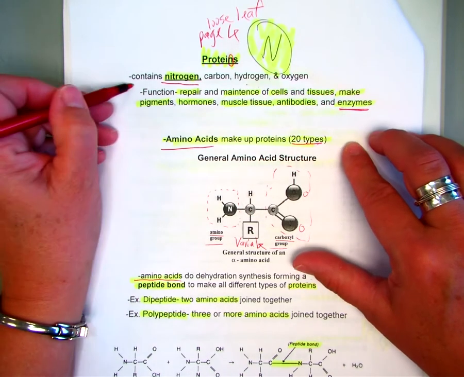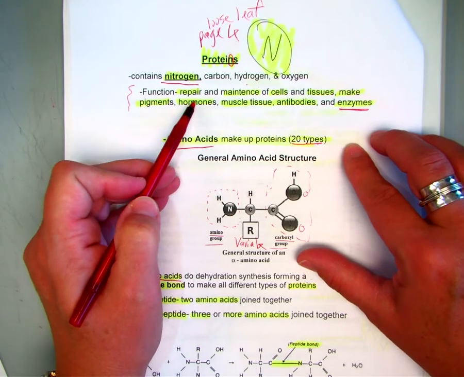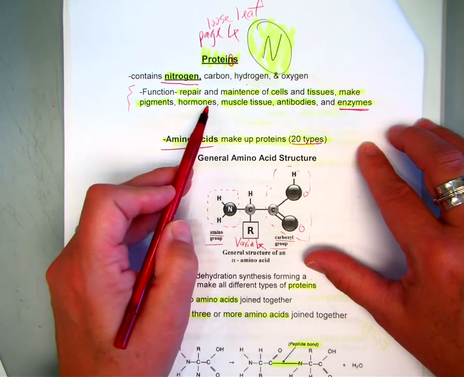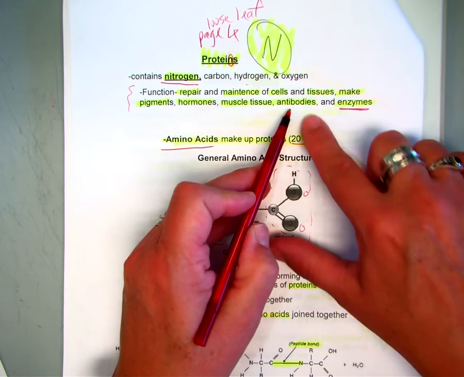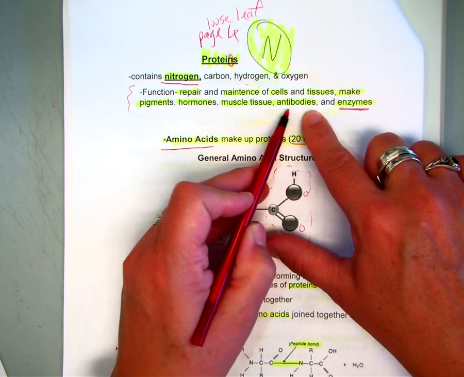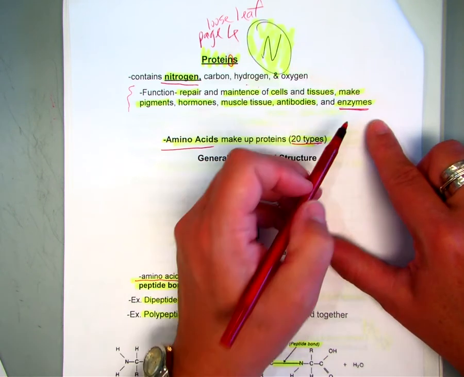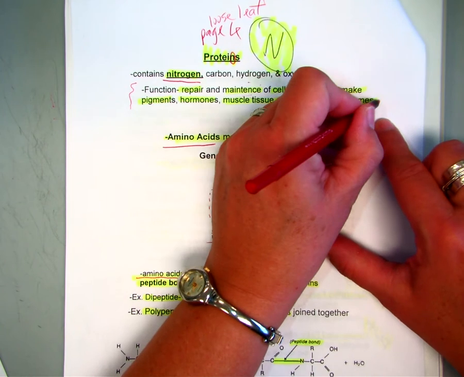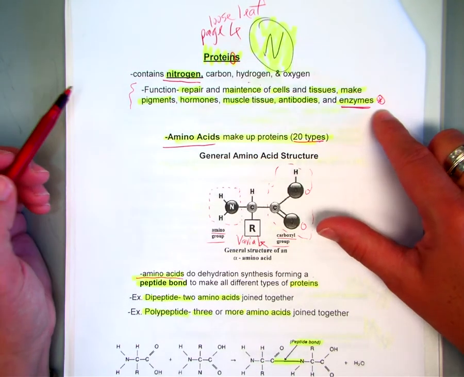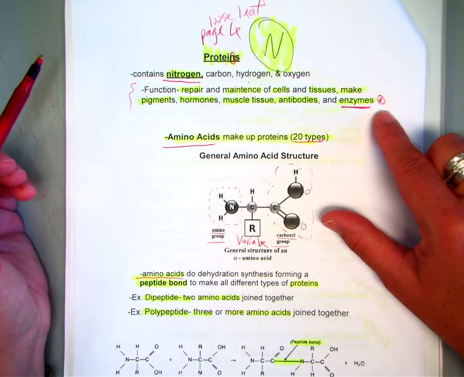But remember proteins, they have a ton of jobs. Repair, maintenance of cells and tissues, makes pigments, hormones, muscle tissue. Antibodies, remember they're in the immune system made by white blood cells. They're a big part of our defense against pathogens. And then enzymes. Enzymes, they love to ask about. We covered a whole part about enzymes at the end of the unit.